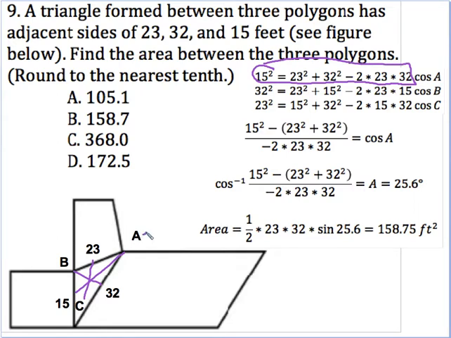And because we know that angle A is 25.6 degrees, then we can use this information in my area formula. To use the area, you have to have two sides and the angle in between them, and you use the sine function. So 1/2 times one side times the other side times sine of my angle in between the two, plug it all in, and you get this answer right here, and that's in feet squared.